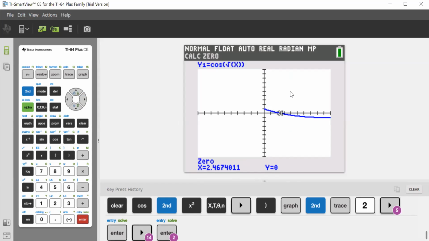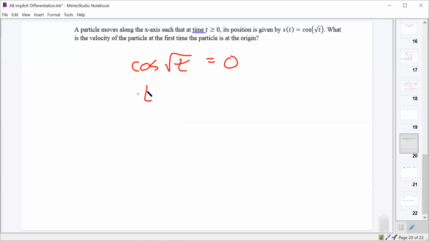Everybody good with that? So what did I get? 2.4674011. That's what I had.